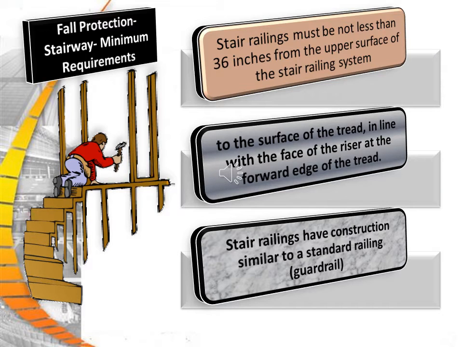Stair railings must be not less than 36 inches from the upper surface of the stair railing system to the surface of the tread, in line with the face of the riser at the forward edge of the tread. Stair railings have construction similar to a standard railing or guardrail.